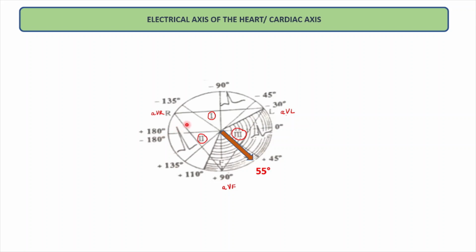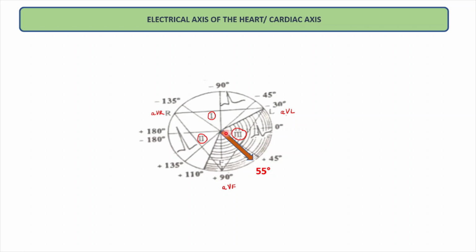In this diagram, R denotes the right side of the human body, L denotes the left side of the human body and F denotes the foot side of the human body. These R, L and F together form a triangle which is known as Einthoven's triangle, and in the center of the triangle the heart is located.